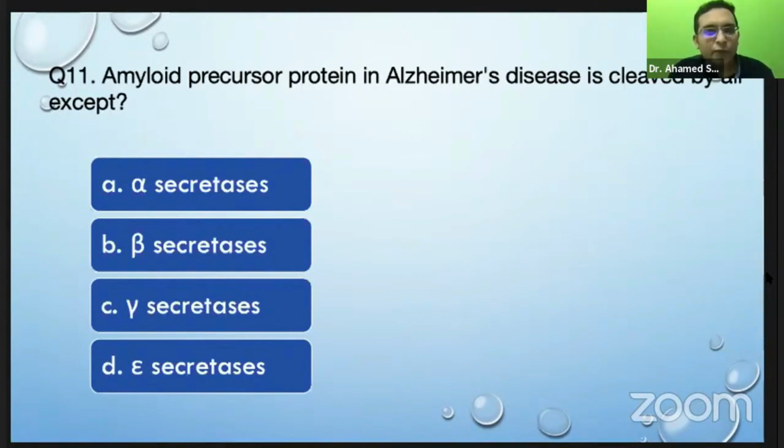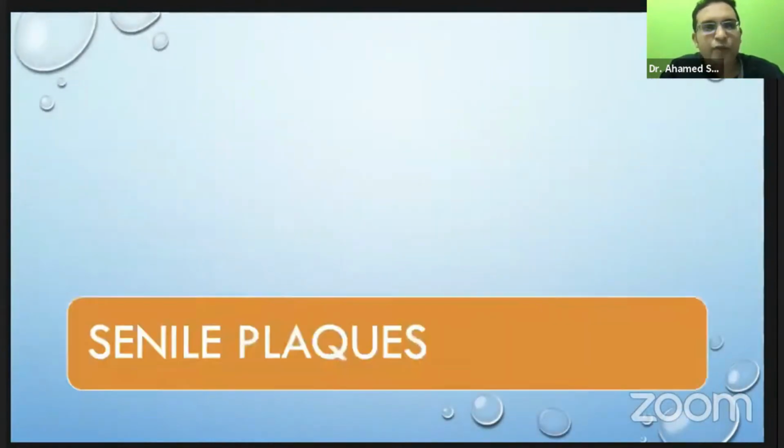As you know, amyloid precursor protein, we have heard that it is on chromosome 21. It is associated with Alzheimer's disease. So what do you think? Amyloid precursor protein in Alzheimer's disease is cleaved by all except. This concept is there in Harrison as well as Bradley. I want you to know about it.